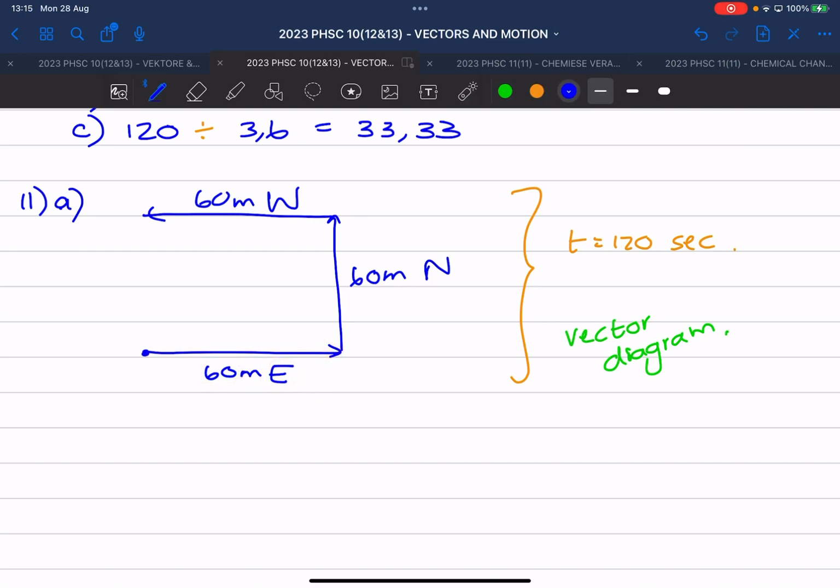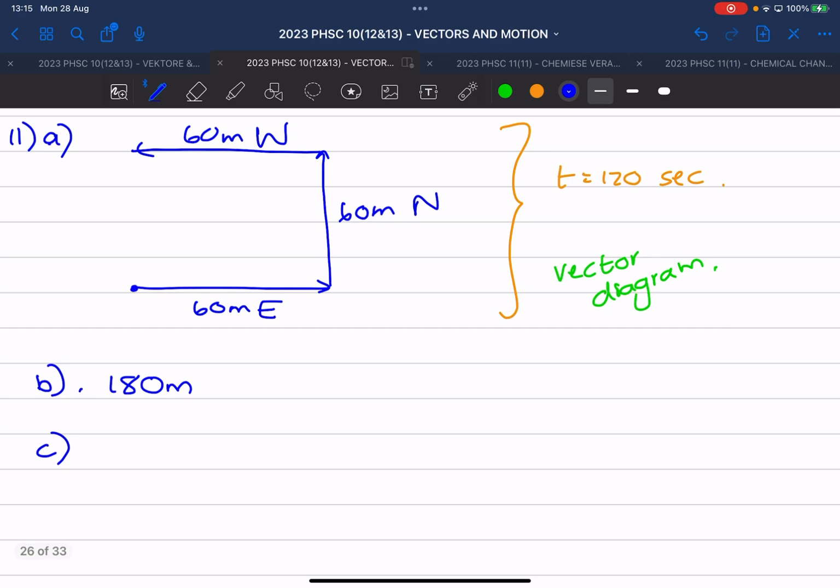Okay, now question B, they ask you, what is his distance traveled? Cloney. 180 what? Meters. No direction needed because distance is a scalar. A scalar only has size. Then they ask at question C, calculate his average speed.